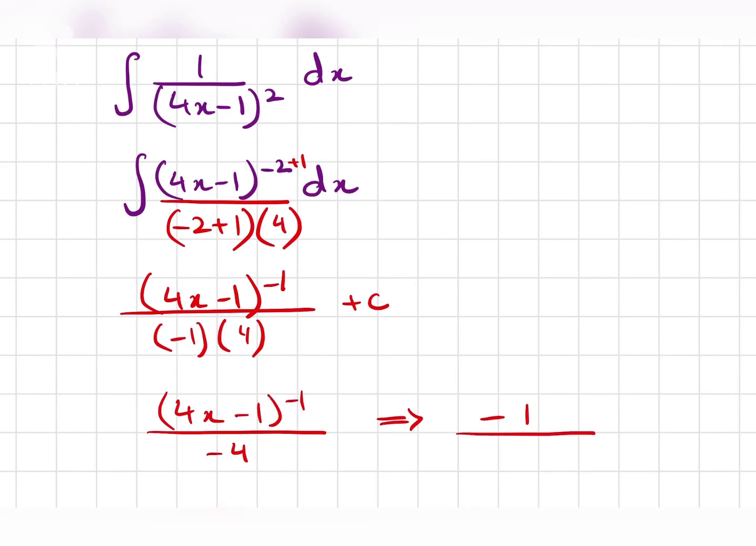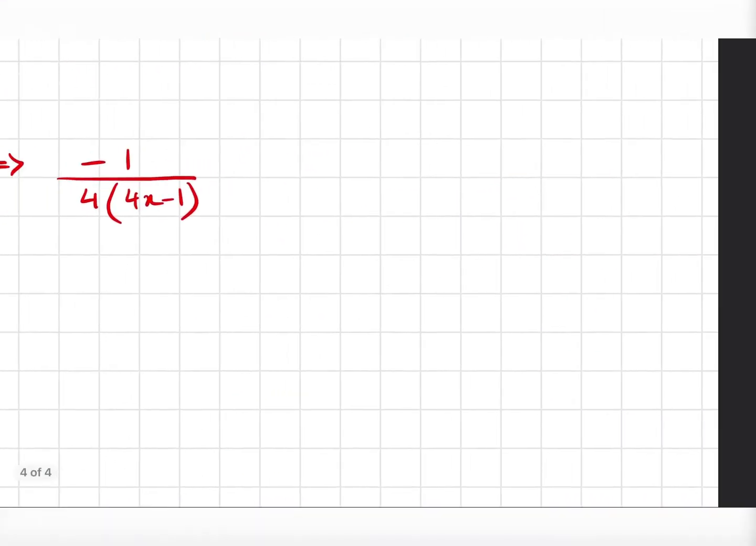I'm taking it in my denominator now. 4 was there, and then 4x - 1. Okay, so this is your answer. I hope it's clear till now. Let's look into this one.